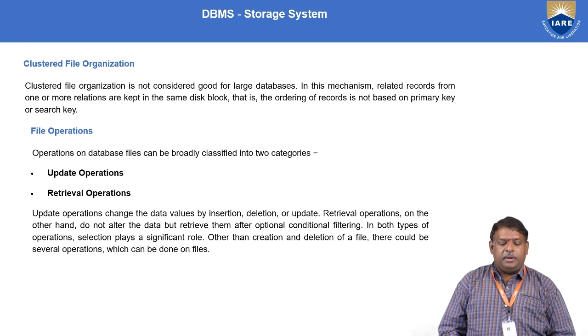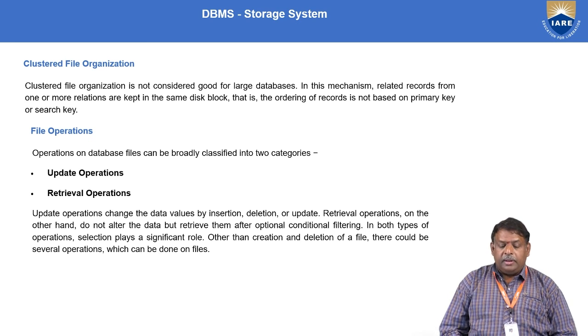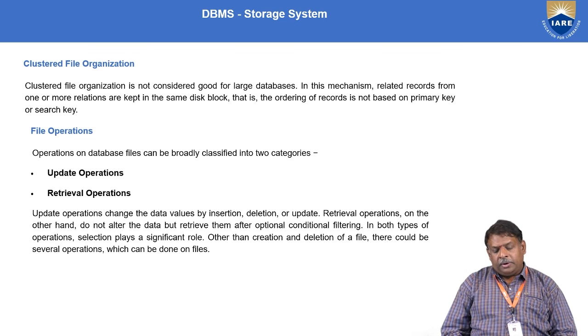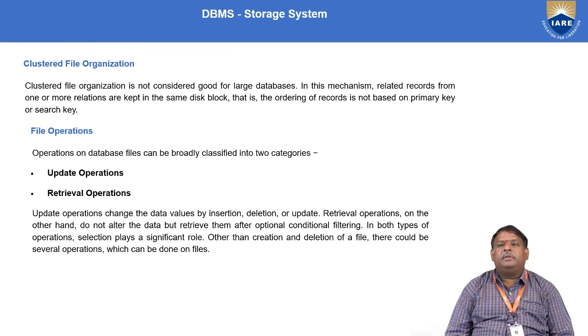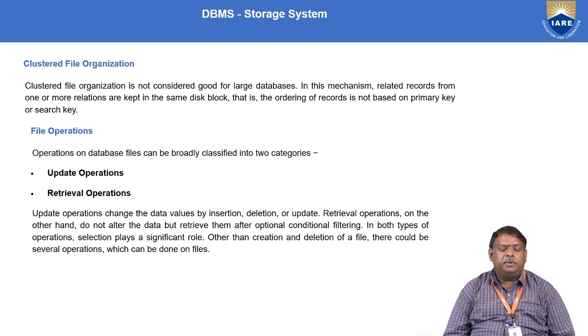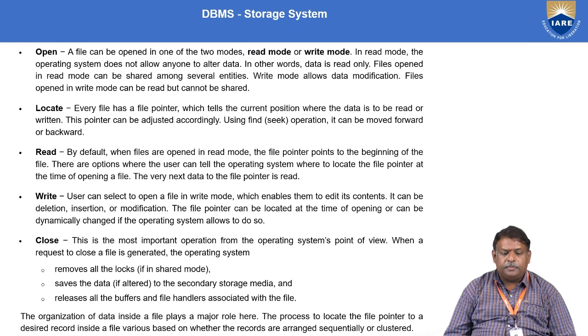Update and retrieval. Update operation changes the data values by insertion, deletion, and updation. The retrieval process, on the other hand, does not alter the data but only retrieves it after optional condition filtering. In both types of operation, the selection plays a significant role. Other than creation and deletion of a file, there are several operations which can be done on files.